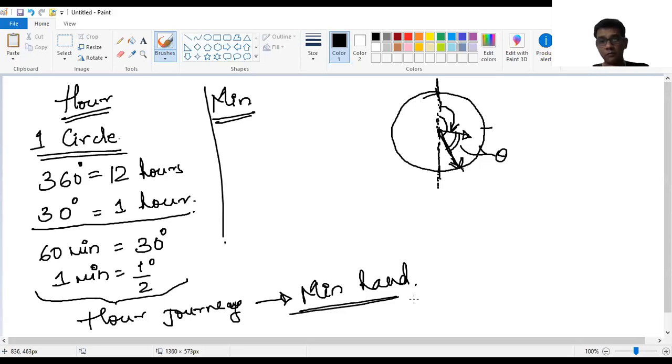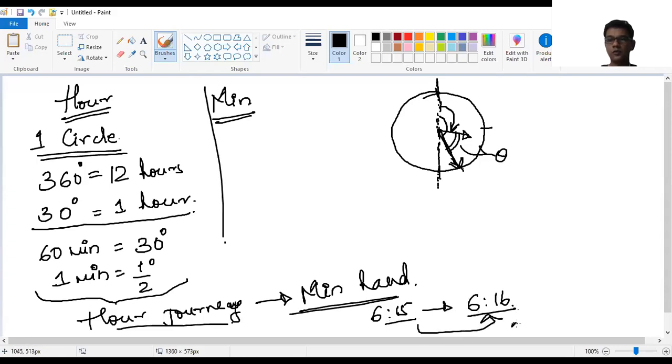You don't find the hour hand moving if the minute hand doesn't move, or the minute hand moving because the hour hand moves. Only when the minute hand makes one full circle does the hour hand go from 12 o'clock to 1, 1 to 2, 2 to 3, 3 to 4. So the hour hand's journey is completely dependent on the minute hand. If my time is 6:15 and suddenly it becomes 6:16, the minute hand has moved only 1 minute, which means the hour hand has moved half a degree.